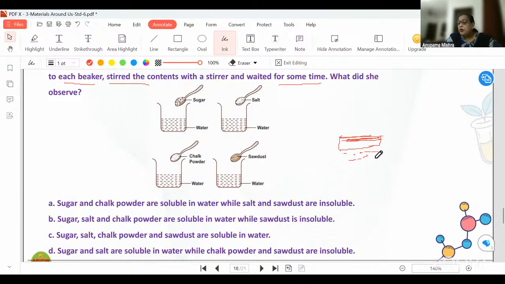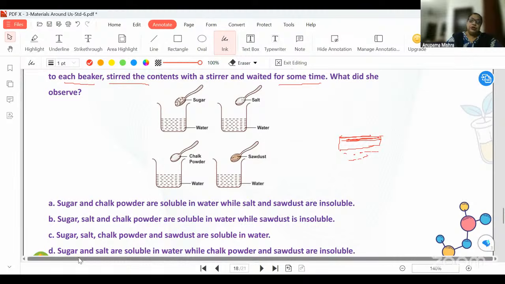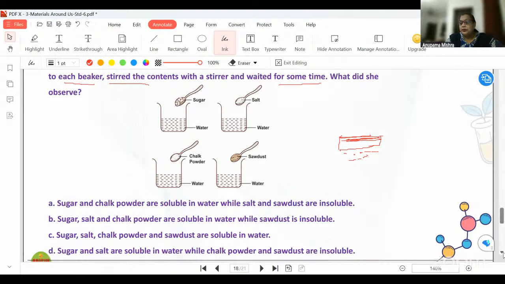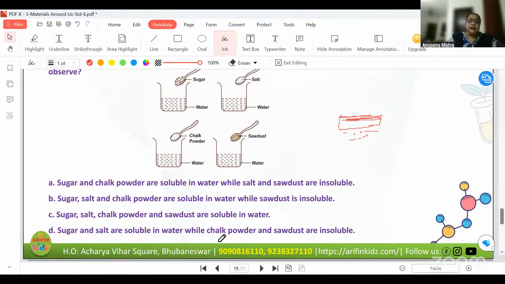Chalk powder is made up of calcium. Actually, it is made up of calcium carbonate, which is insoluble. Yes, it's true. So, the answer is D. You all are giving the correct answer, that sugar and salt are soluble. Sugar and salt are soluble in water, while chalk powder and sawdust are insoluble.